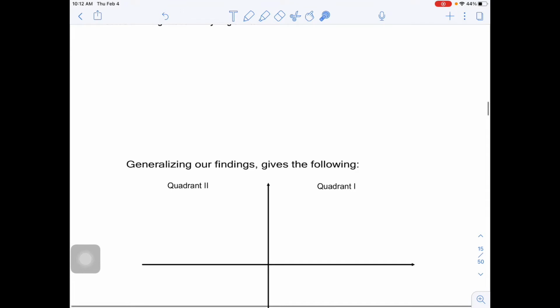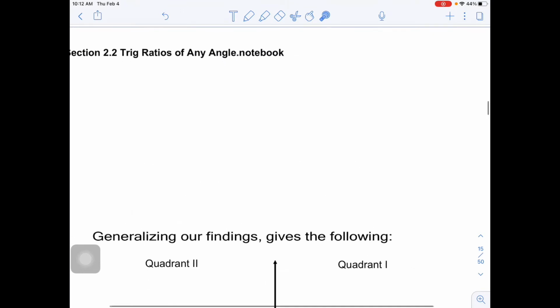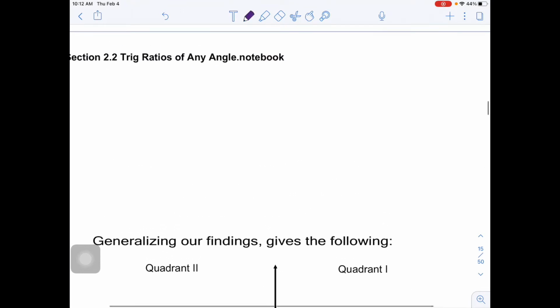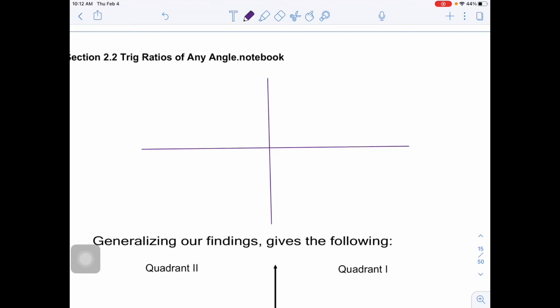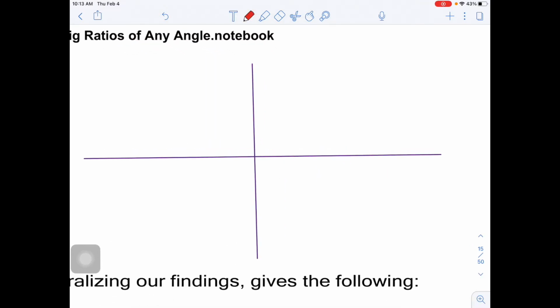Now, let's think about the different quadrants here. I'm going to just draw a little section here, and we're going to talk about the trig ratios in terms of each quadrant. So this will be in quadrant 1.